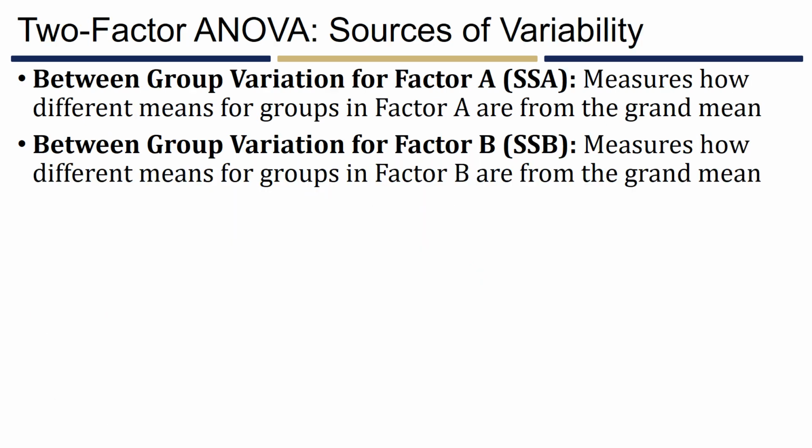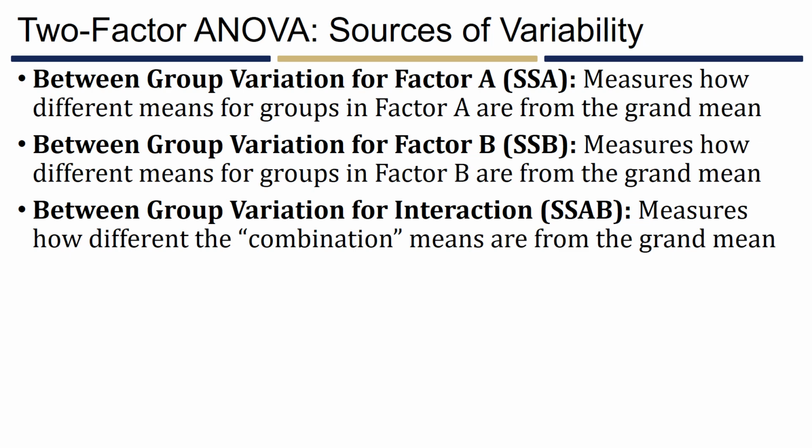As I mentioned earlier, there are 4 different sources of variability in two-factor ANOVA. 2 of these are the between-group variation for each of the individual factors. The between-group variation for factor A, denoted SSA, measures how different the means for groups in factor A are from the grand mean, and the between-group variation for factor B, SSB, measures how different the sample means for the groups in factor B are from the grand mean.